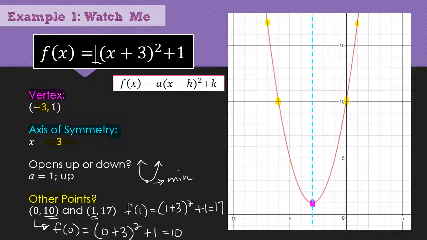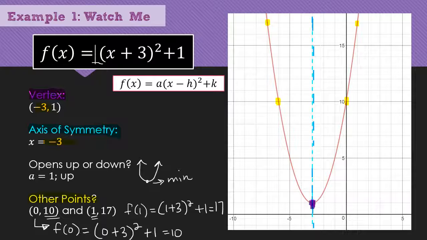We have the entire image graphed here, but I'm going to show you step by step how we did it. So we started with that vertex. So that was my point here in purple. Okay, and that's our first point that we're graphing. So we're going over negative 3 and up 1. That's where that point is coming from. My axis of symmetry goes through at that point on the x-axis. Okay, so that's where my dashed blue line is. And then I pick my other points.